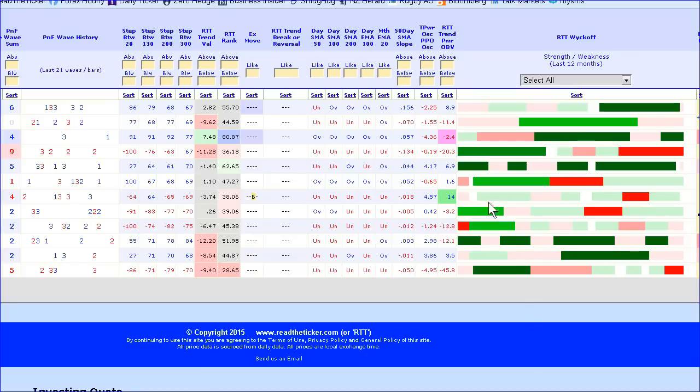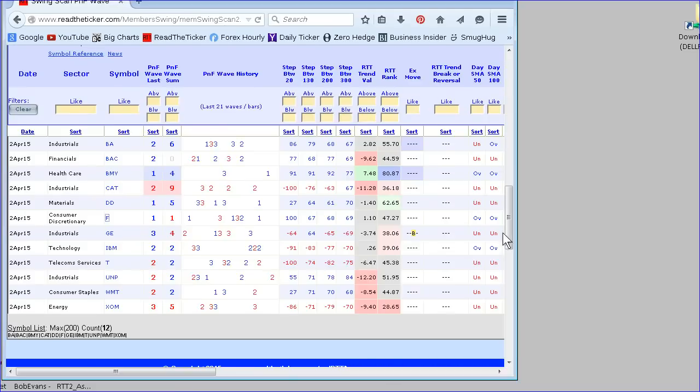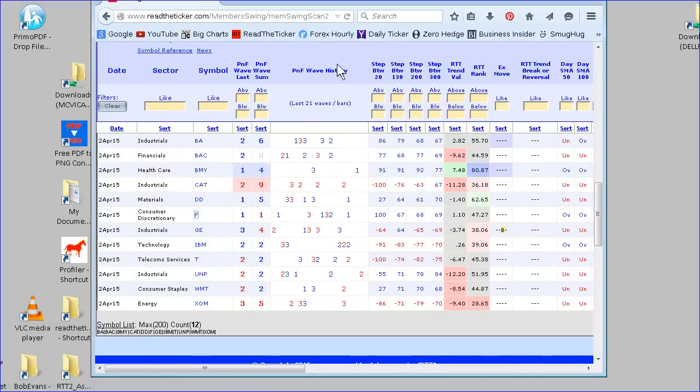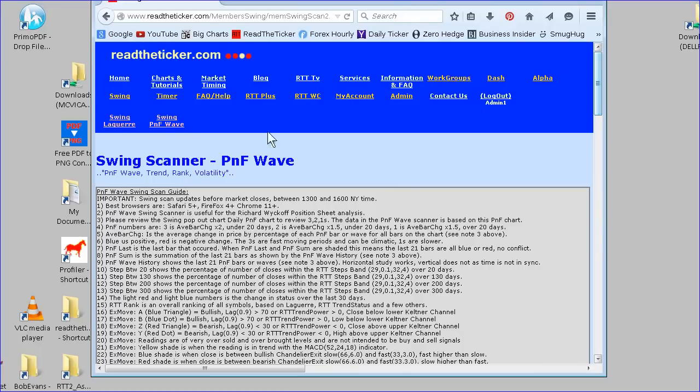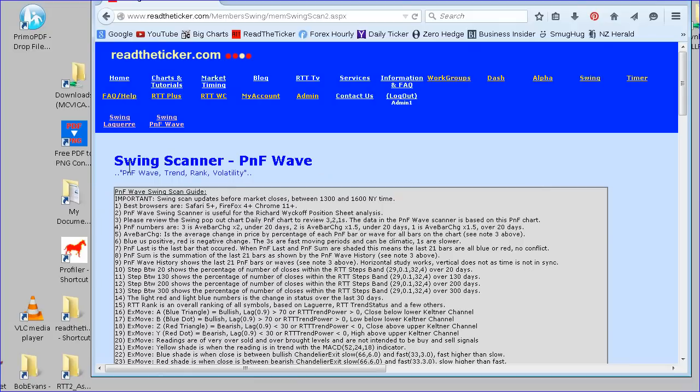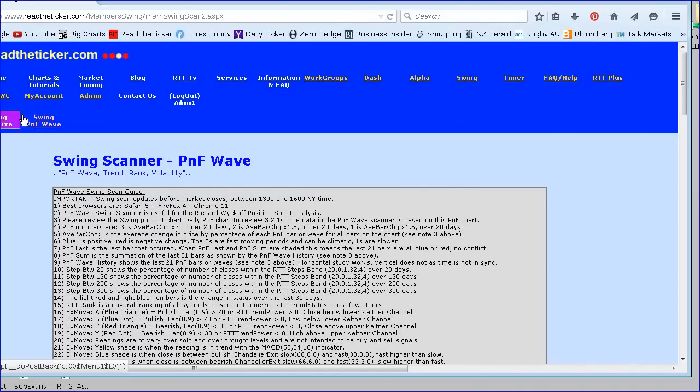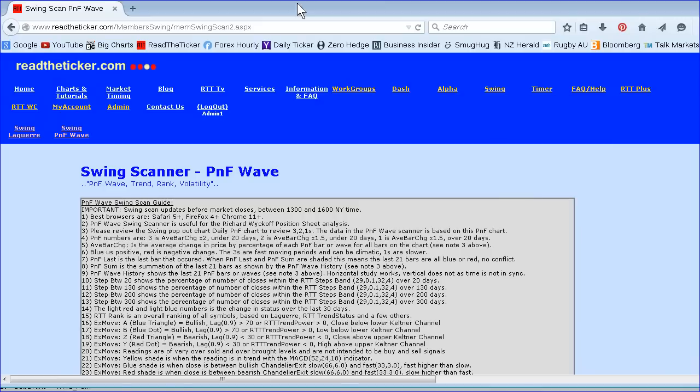So what we have here is the swing scanner P&F wave. You select swing scanner or swing in the main menu, and it brings up swing scanner P&F wave, or you can select the original one here. You have this option here.